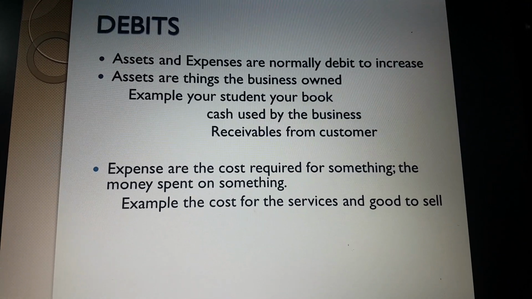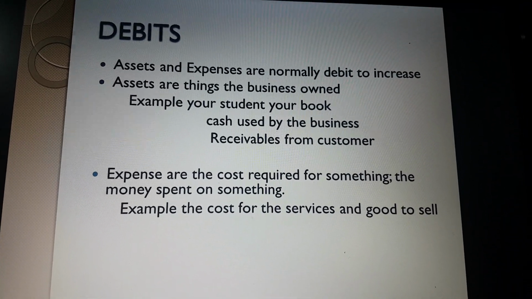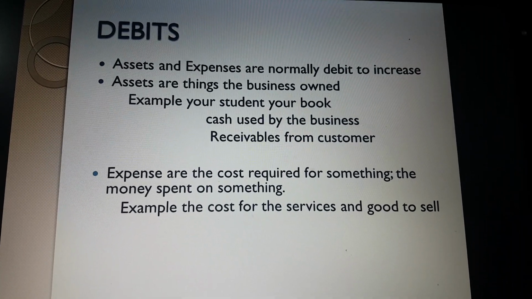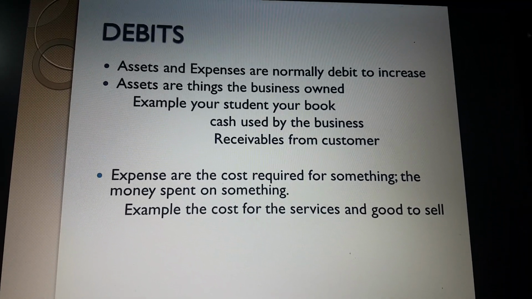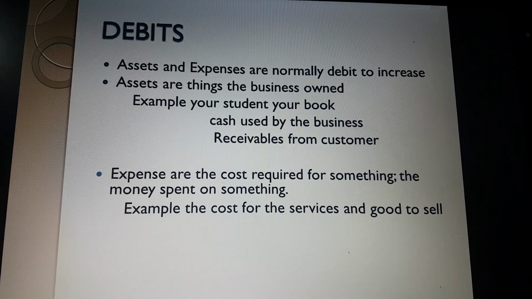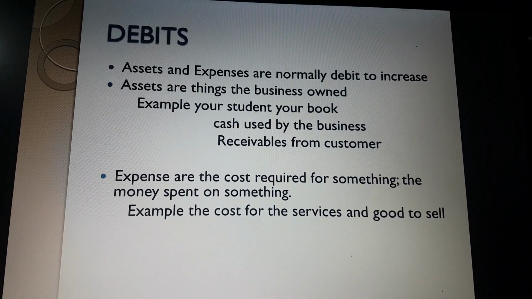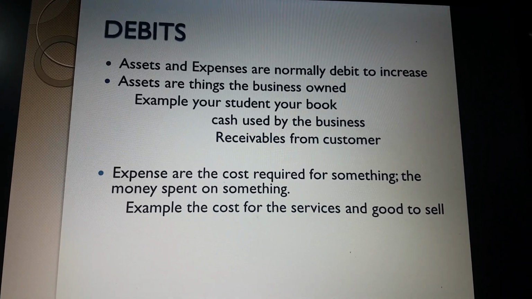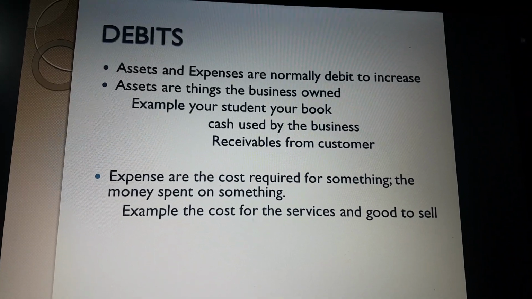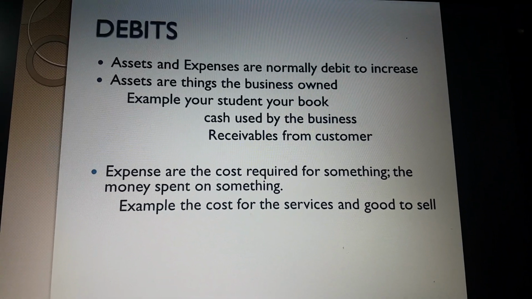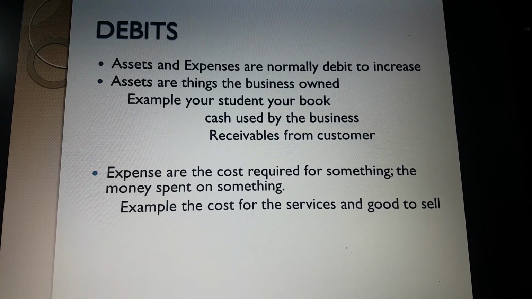Whereas expenses are the things you incur or the cost required for something or the money spent on something. Example, you as a student, the tuition fee being paid by your parents is the expense of your parents for you to learn. So for business, usually these are the cost for services and goods to sell.